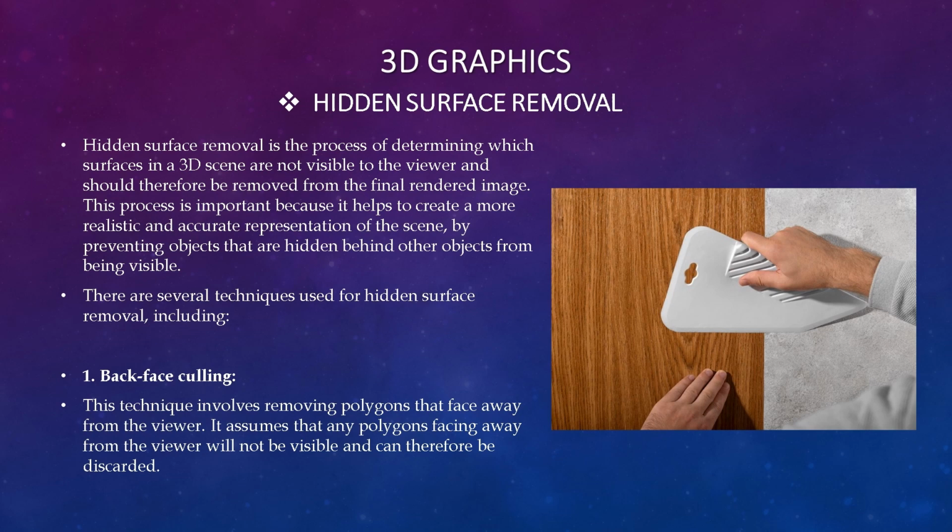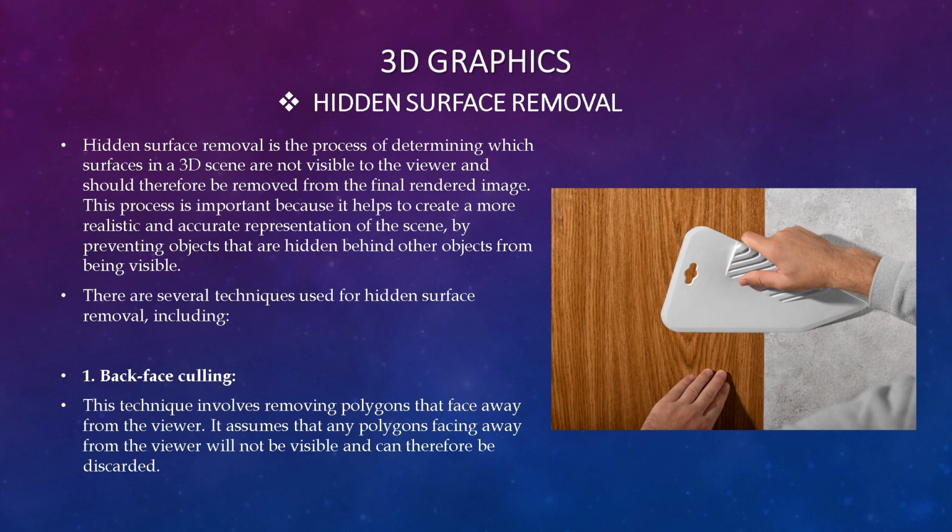Hidden surface removal is the process of determining which surfaces in a 3D scene are not visible to the viewer and should therefore be removed from the final rendered image. This process is important because it helps to create a more realistic and accurate representation of the scene by preventing objects that are hidden behind other objects from being visible.